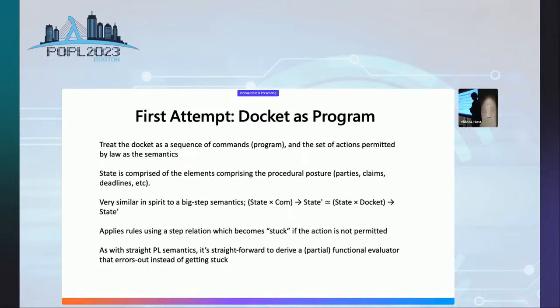If someone tries to do something that is contrary to the rules, then your reduction relation gets stuck the same way that you would in normal semantics. And then from this step relation version, you can derive a functional evaluator that just errors out if you are doing something bad.